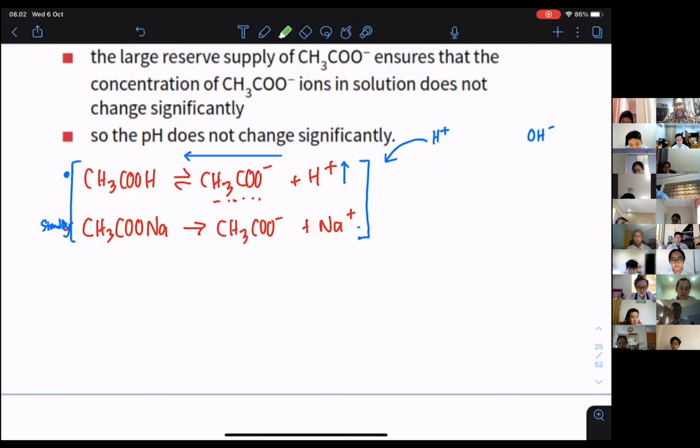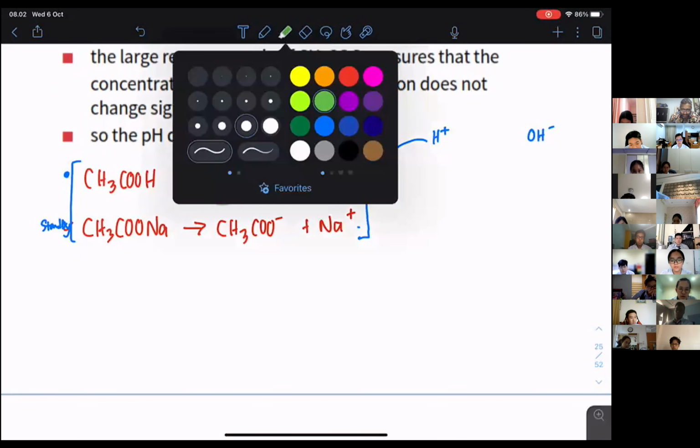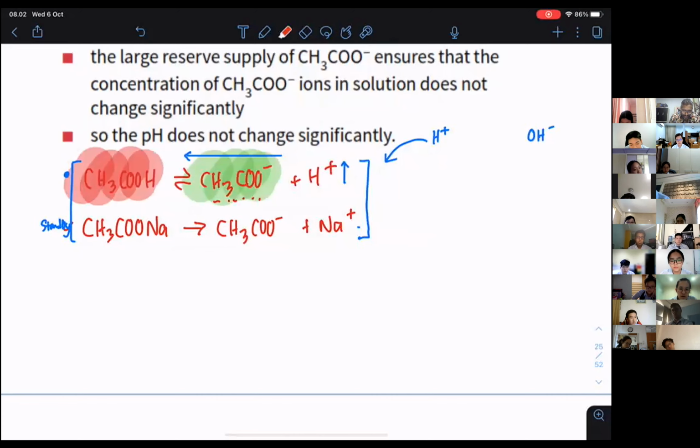But while the H plus is being removed, what will happen? This one will decrease. Am I correct? And at the same time, what will happen to this? They are going to increase. So something will decrease and something will increase. Now, will the increase and decrease be properly compensated, or will they be covered properly?